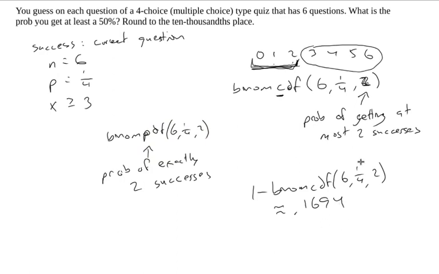You'll notice that I did my complement rule as well, because this right here, the BinomialCDF, told us the probability of getting this stuff over here. I had to use the complement rule separately to figure out the probability of getting that stuff over there, the 3 or greater, and that's what we're actually after on this problem.